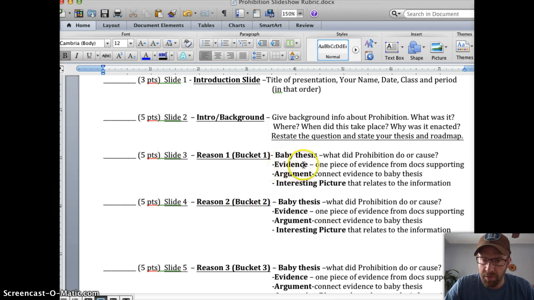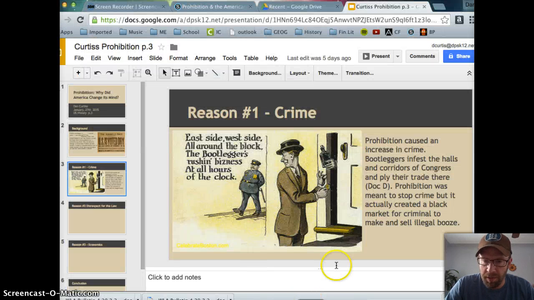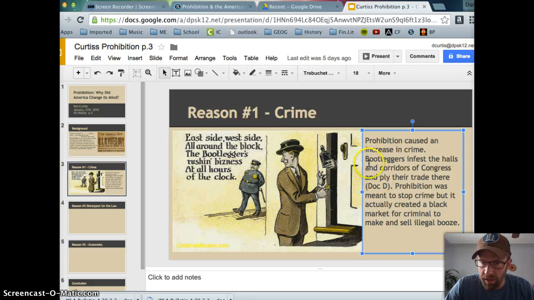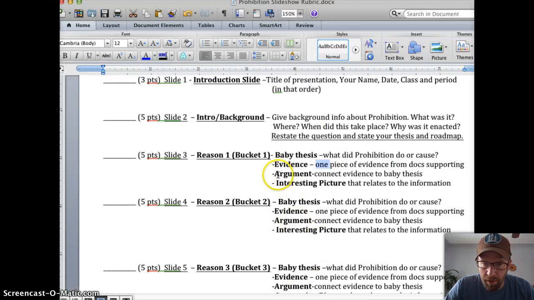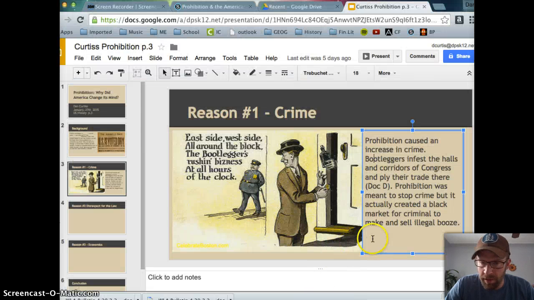The next thing, evidence. One piece. I only need one piece of evidence from the documents, and you can see that I've got that one piece of evidence right here, and I've got it referenced and cited as document D. So that's important. Argument: connect the evidence to the baby thesis. So I am doing that here. Prohibition was meant to stop crime, but it actually created a black market for criminals to make and sell illegal booze. I'm connecting the little thesis statement here with the evidence here, and this is the connection.